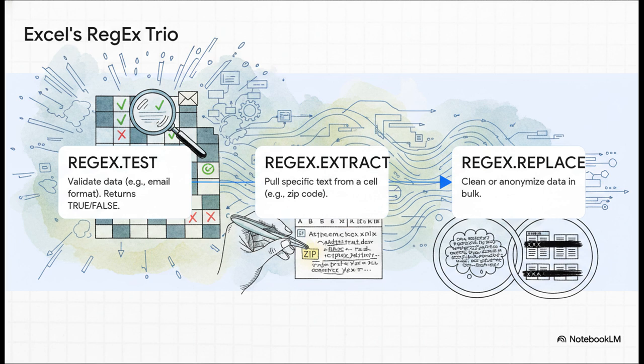You've got REGEXTEST to check if data is valid, like if something is actually an email address. You've got REGEXEXTRACT to pull out just the piece of text you need, like a zip code from a messy address. And REGEXREPLACE for cleaning up your data. This is a complete game changer for anyone who works with data in Excel.